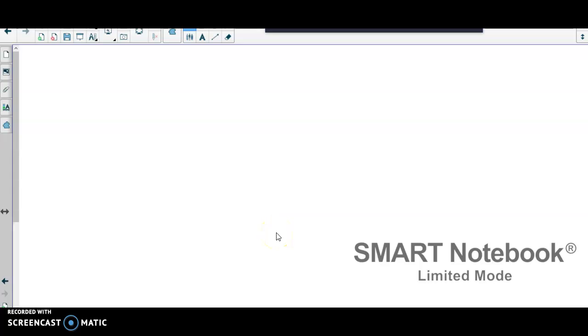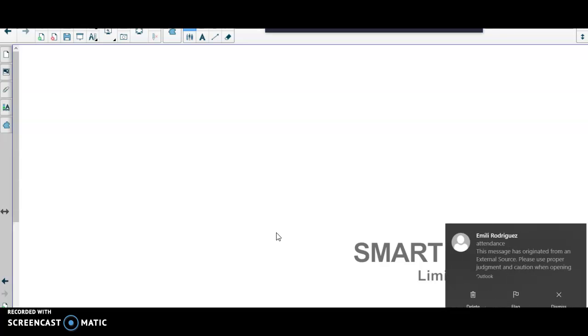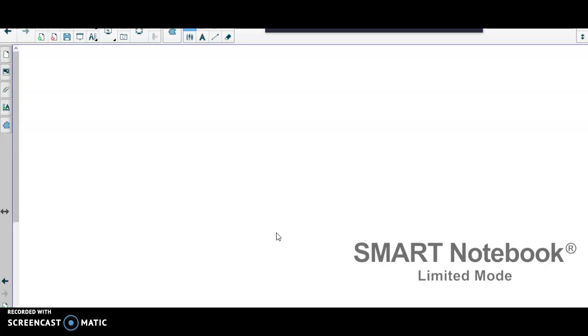Today we're going to continue with lesson 201, writing equations in the slope-intercept form. On Monday we wrote the equations by using substitution. Today we're going to do it by solving for the y-intercept.